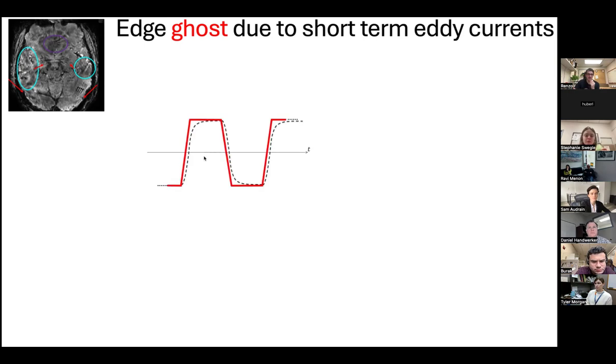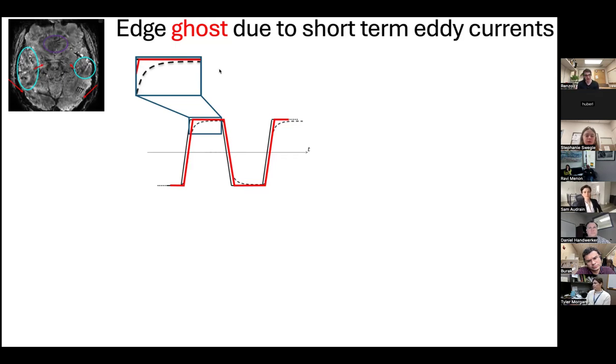And specifically, the accounting mechanism is that you assume that there's a delay, basically shifting it across time. But then you see that there are still these edges, right, at the ramping of the trapezoidal shape. And this is not linear, right? This looks more exponential. So a conventional 2-parameter EPI Nyquist ghost correction cannot fully account for it.